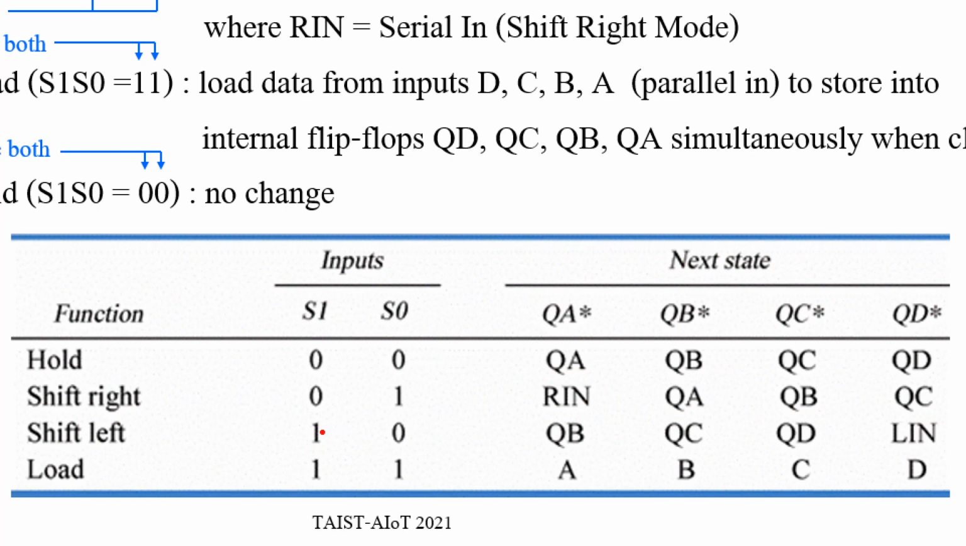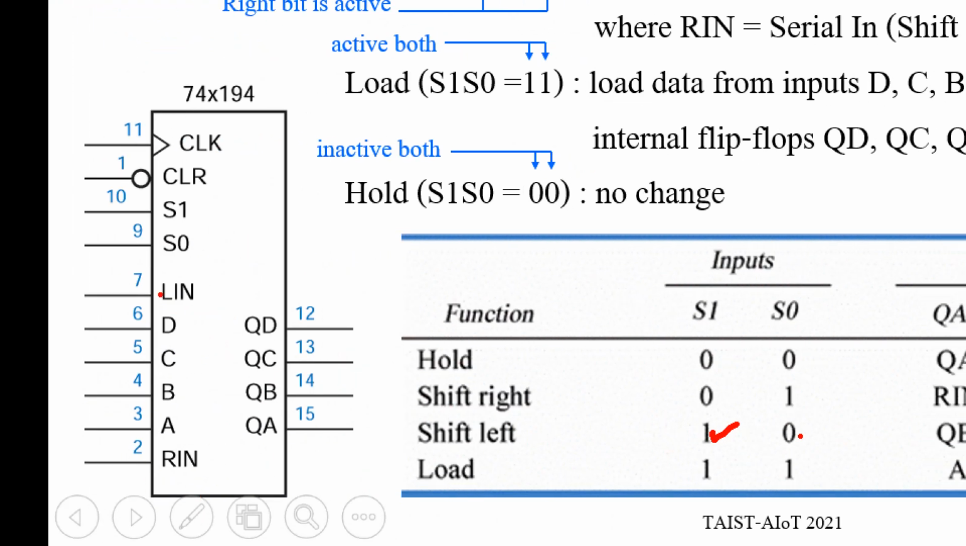For shift left, S1 is 1, S0 is 0. It changes to this direction, and this portion will read data from L in. L in is here. For shift left mode, you apply 1 here, 0 here. The data will shift in this direction: L in to QD, QD to QC, QC to QB, QB to QA. For shift right, apply 0 here, 1 here. Data will shift from R in to QA, QA to QB, QB to QC, QC to QD.